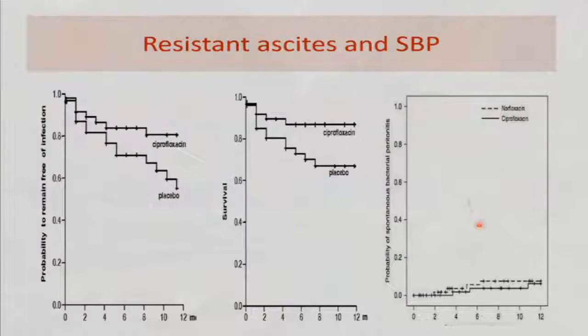And in these three graphs on your left, the first one shows that the probability of remaining free of infection and survival are both better in patients taking an antibiotic, up here, than those who were on placebo. And in the last graph, you can see that both ciprofloxacin and norfloxacin seem to be equal in their efficacy of preventing recurrent attacks.